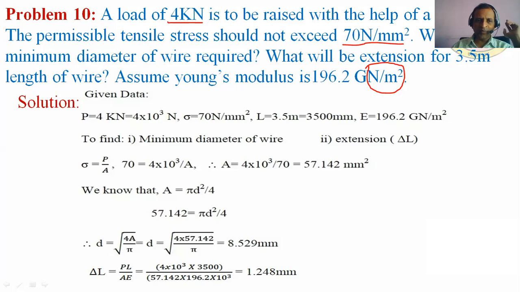Then what is the minimum diameter of wire required? Again he is asking minimum diameter of a wire also here. Right? And what will be the extension? What will be the extension means again he is asking delta L. What will be the extension? Extension means delta L. Deformation means delta L. Elongation means delta L. ಮೂರು ವರ್ಡ್ ಅದಾವ ಅದಕ್ಕೆ.